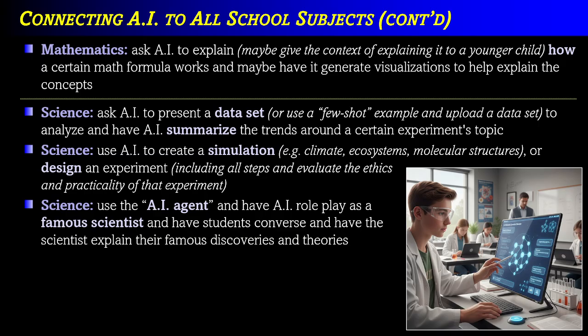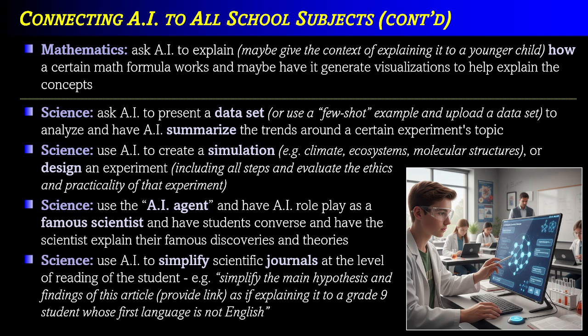You could again use the AI agent scenario where AI role plays as a famous scientist like Einstein, and have students converse and have the scientist explain their discoveries and theories while role playing that scientist themselves. And you could use AI to simplify scientific journals at the level of reading of the student. So you could give them a link to a detailed academic journal article in science, and then have AI explain it at a 9th grade level, maybe to a student whose first language isn't even English.